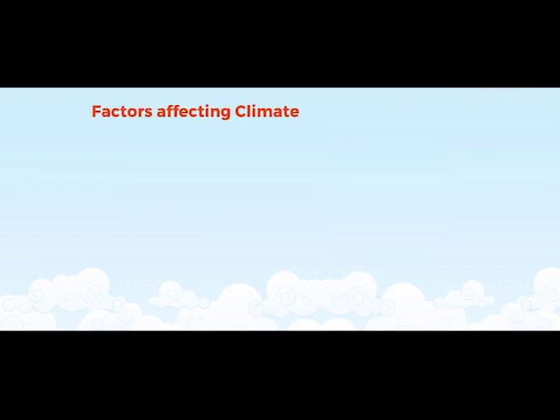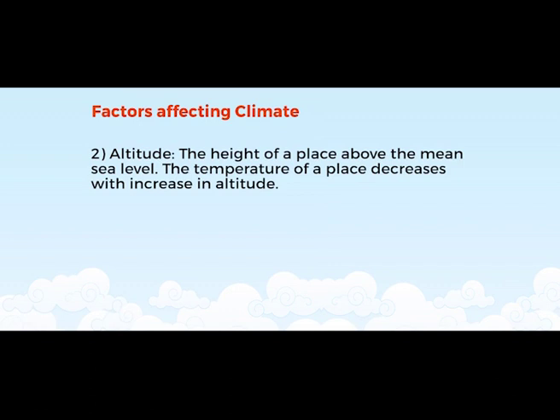Now next factor affecting climate is altitude. And altitude refers to the height of a place above mean sea level. The temperature of a place decreases with increase in altitude. That means, now here, when we are defining altitude, altitude means height from sea level. And it is said that higher the altitude, temperature will be low, lower the altitude, temperature will be high. That means temperature and altitude are inversely proportional. When altitude increases, temperature will decrease. When altitude decreases, temperature will increase.